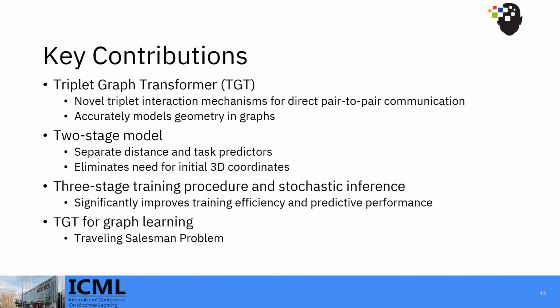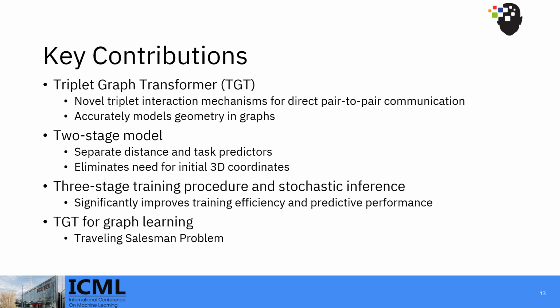To reiterate, let's summarize the key contributions of our work. First and foremost, we introduced the Triplet Graph Transformer, or TGT. This is our main architectural innovation, featuring novel triplet interaction mechanisms that enable direct pair-to-pair communication within the model. This approach allows TGT to accurately model geometry in graphs, which is crucial for tasks involving molecular structures.